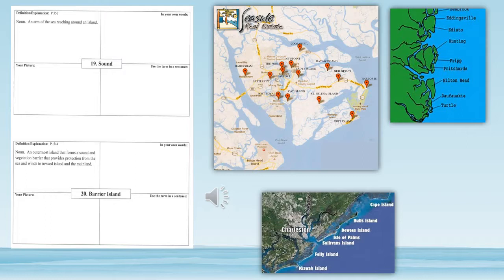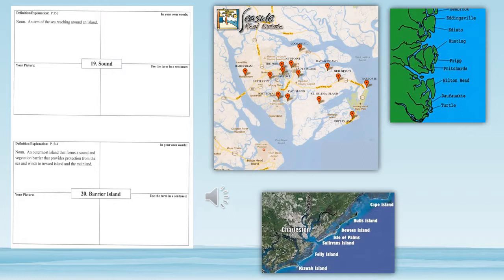Now, the picture below us shows barrier islands in the Charleston area. Kiawah Island, Folly Island. Some of y'all go out to Folly Island, to the beach, Sullivan's Island. I love going out to Sullivan's Island and to the Isle of Palms. That's where I go a lot of times. And those islands are off Charleston, and they're barrier islands. During hurricane season, these are the islands that are usually hit the hardest because the hurricanes are coming to them first before they go to the mainland.